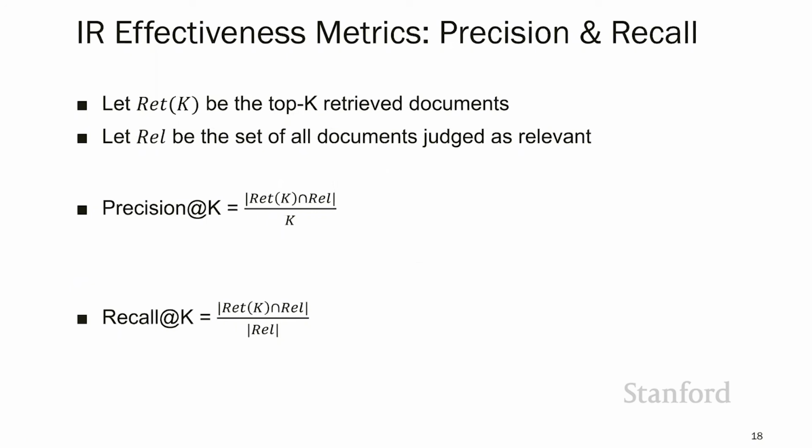You're probably already familiar with precision and recall, but let's define them here in the context of top K ranked retrieval. For a given query, let ret of K be the set of top K retrieved documents, and let rel be the set of all documents that we judged as relevant as part of our assessments. In this case, precision at K is just the fraction of the retrieved items that are actually relevant, and recall at K is the fraction of all relevant items that are actually retrieved.